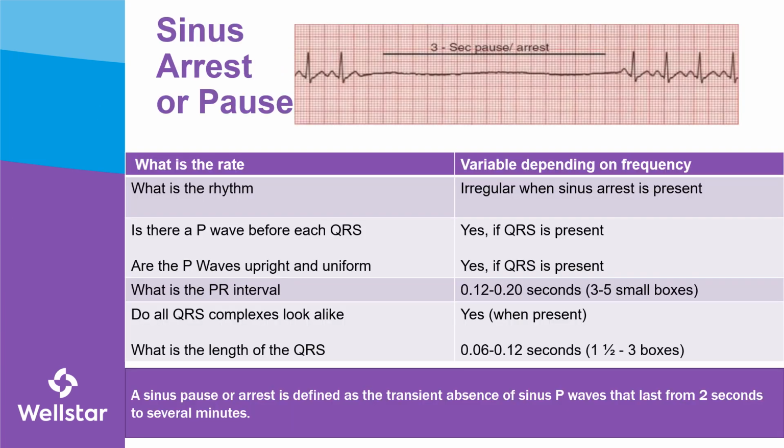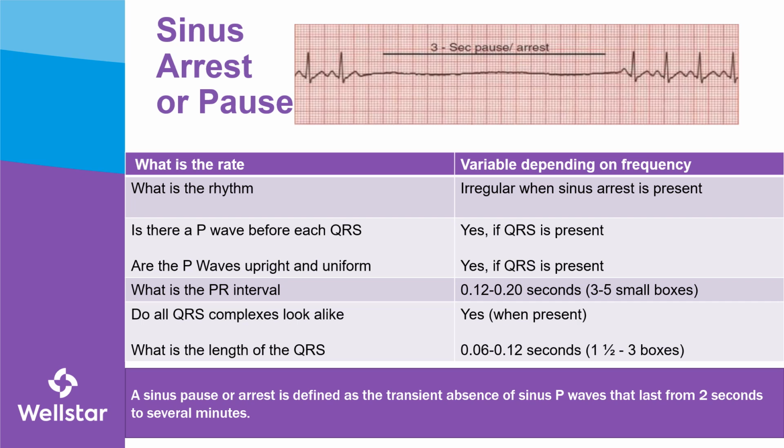We have the sinus arrest or sinus pause. This is going to be defined by a pause or absence of electrical activity for a period of greater than 3 seconds. So the rate is hard to determine because of the variability in this. It just depends on how many complexes you can see in what you determine to be a 6-second strip.